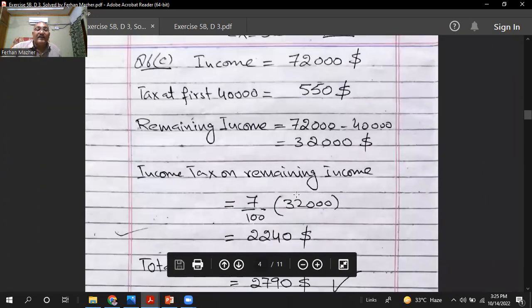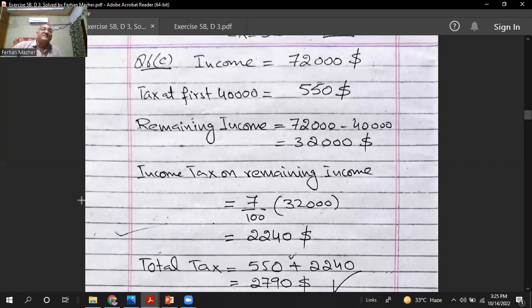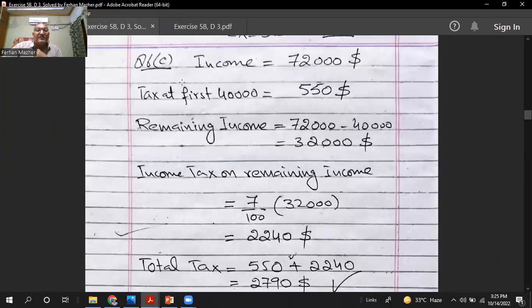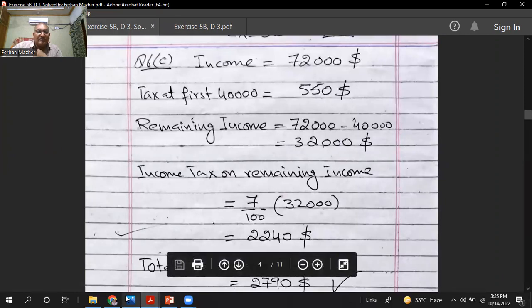So let me reduce the size and let me show you the whole question together. I hope you will understand this. Okay, so that is the C part, question number 6. Okay, D part. He has $105,000. Okay, so let me show you.